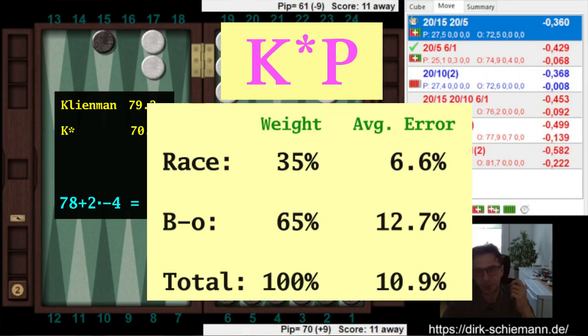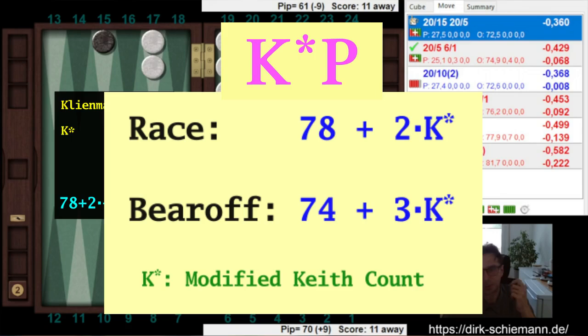K star P gives 70% in our example. Overall, the mean error for bear-off positions is 12.7% and 6.6% for race, and since race positions make 35% of the space, the overall error is 10.9%. So, there's very little to remember, 78.2 and 74.3. Computing K star P is easy online and manageable over the board, and overall, it's more accurate than Klineman. But there's a better way.